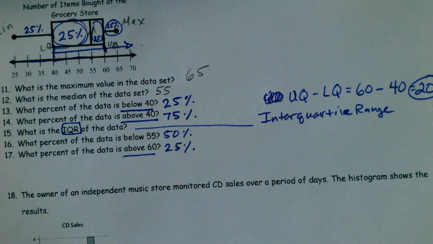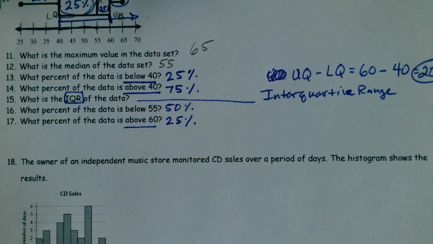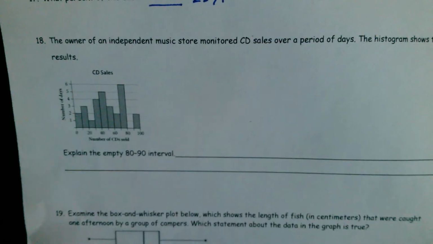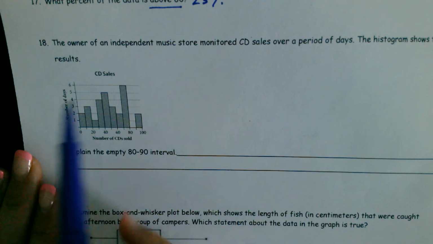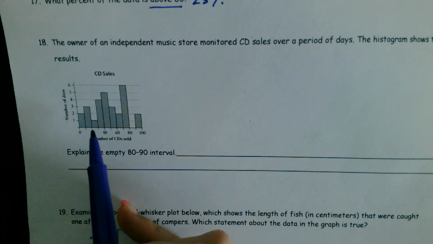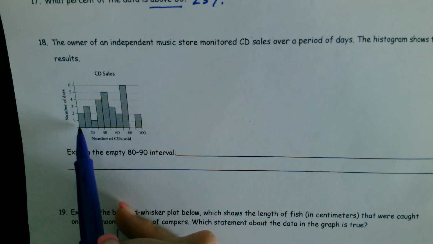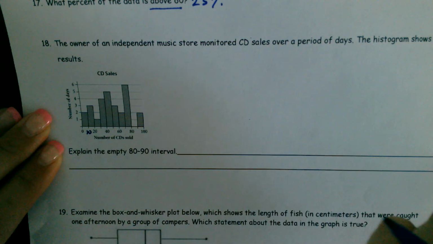Okay, the owner of an independent music store monitored CD sales over a period of days. The histogram shows the results. So this graph's a little tricky. Let's look at it, okay? So you have CD sales and the number of CDs sold, and this is the number of days. So how many days were 0 CDs sold? 2. So I'm guessing we're counting by tens here, so this is 10 days.